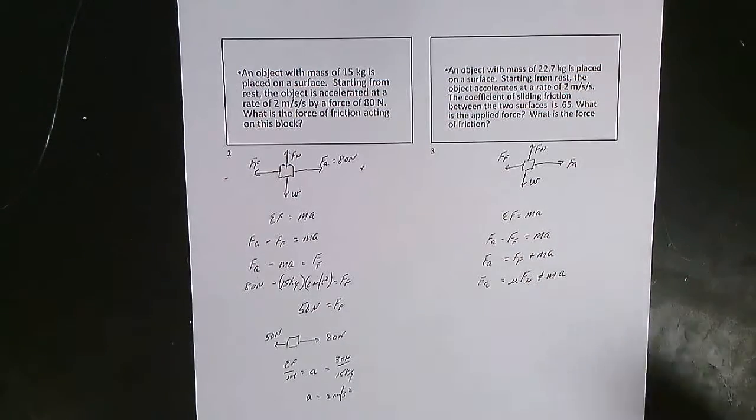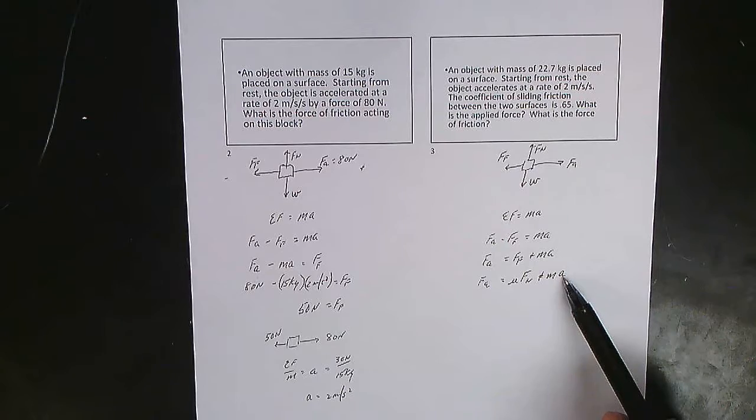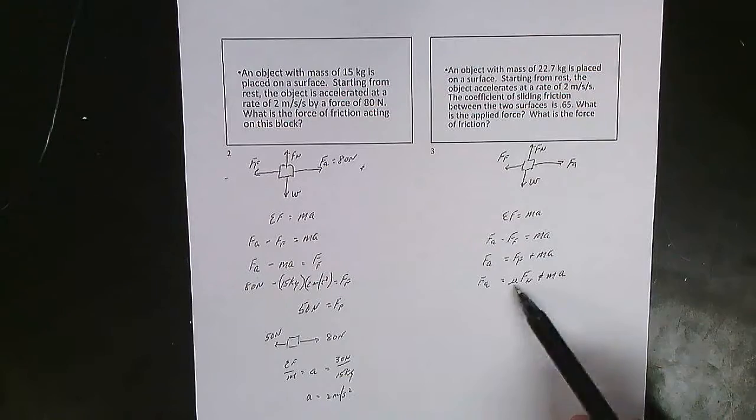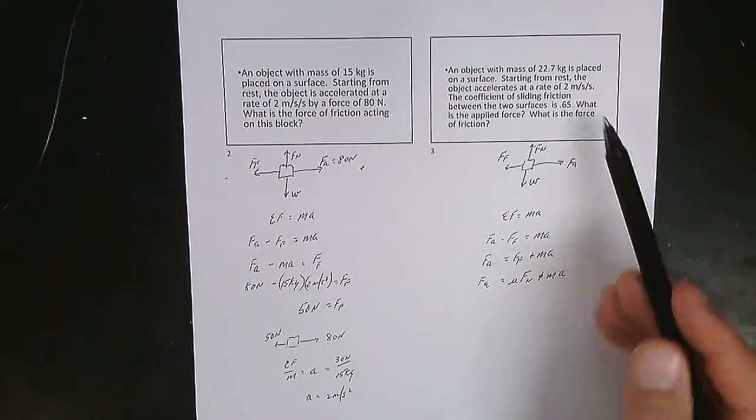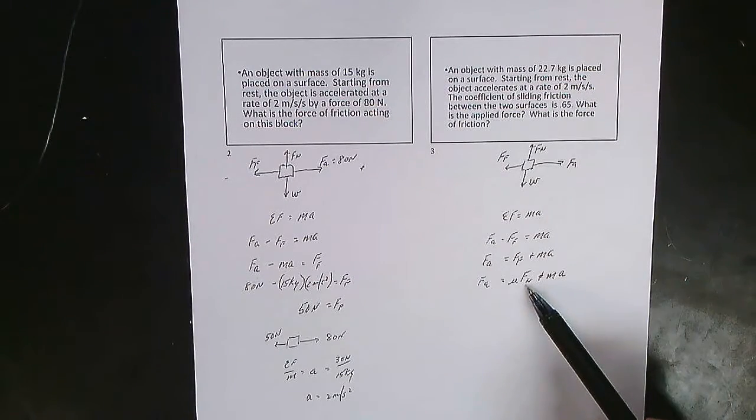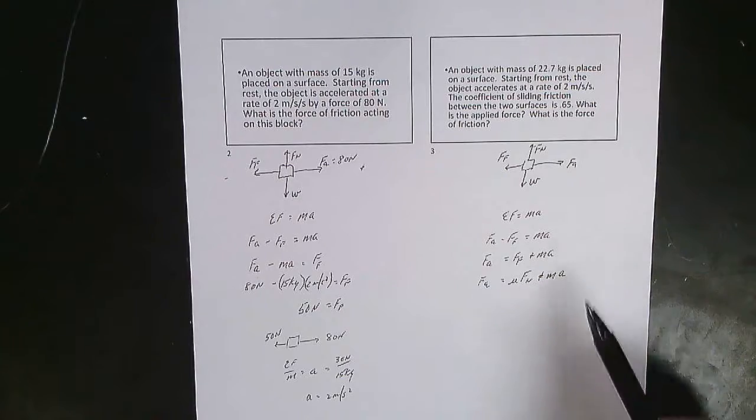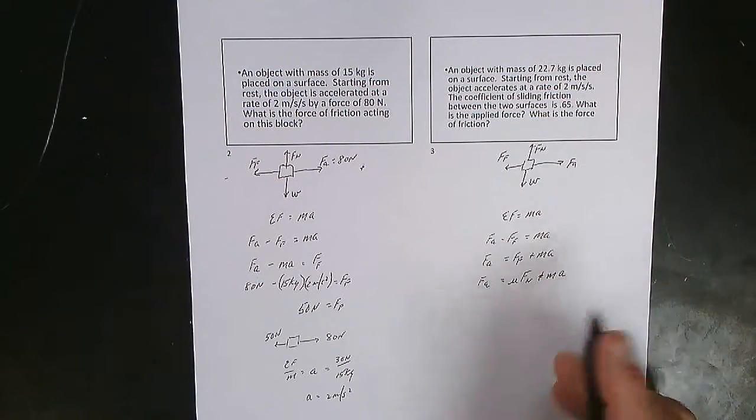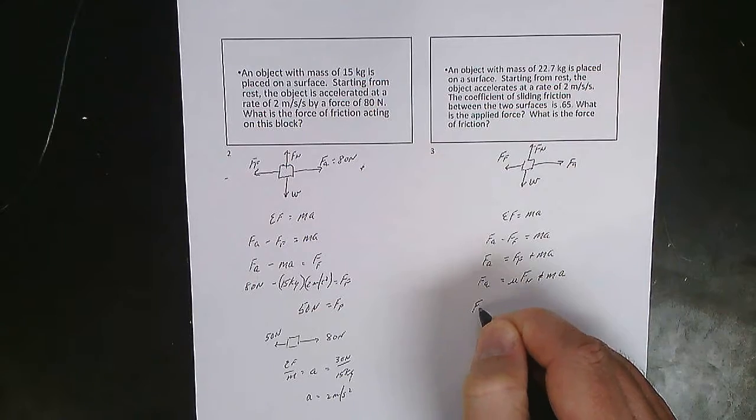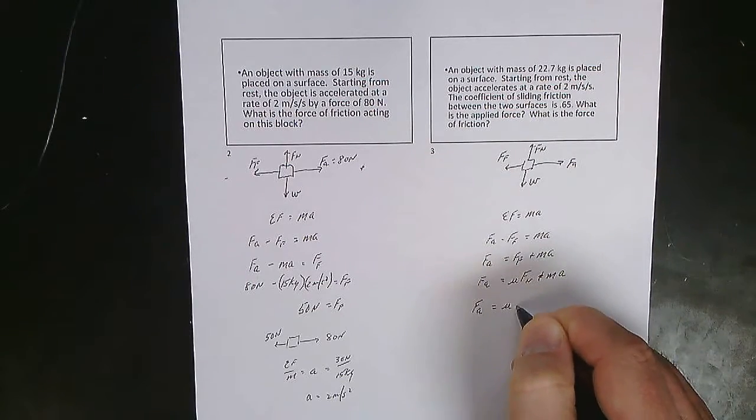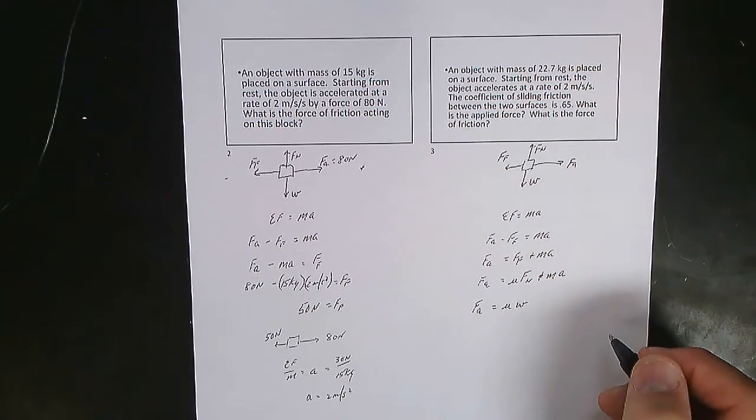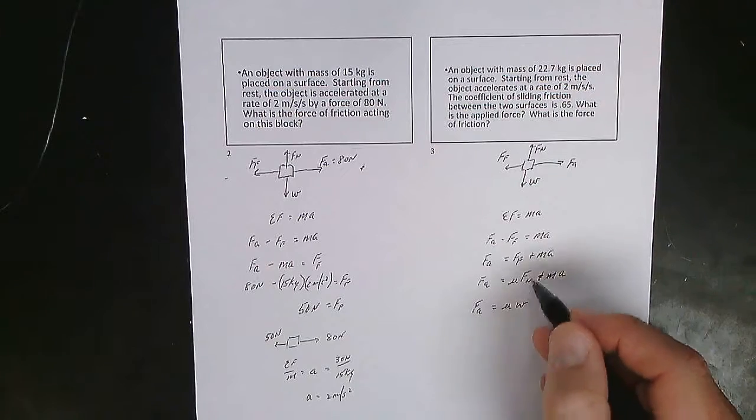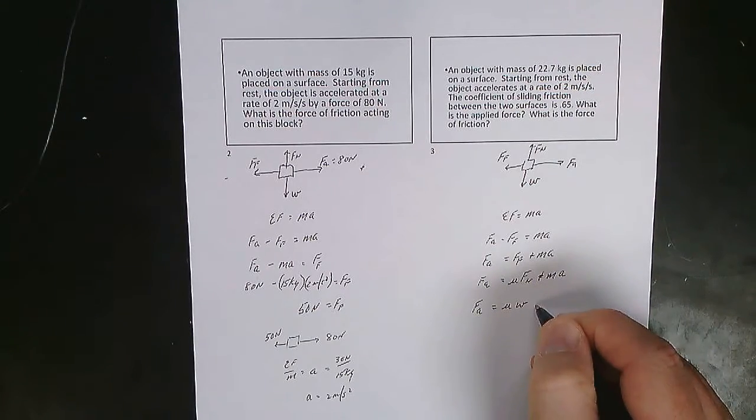So now let's start the process over again. Do we know a? Yes, it's 2. Do we know the mass? Yes, it's 22.7. Do I know the coefficient of friction? Yes, 0.65. Does the problem tell us the value of the normal force? No. But because the object is not accelerating vertically, we know that the normal force is equal to the weight. So we can take everything and substitute the normal force with the weight, or weight for the normal force, rather.